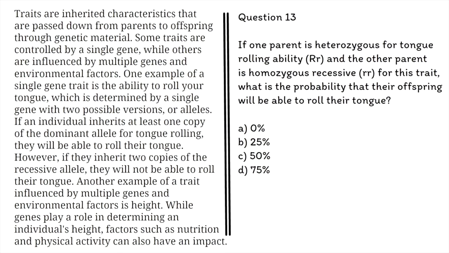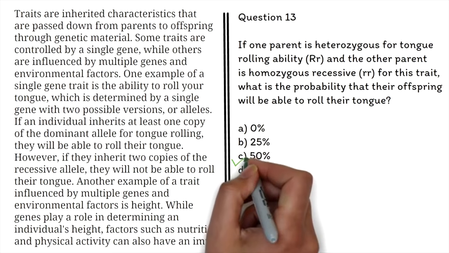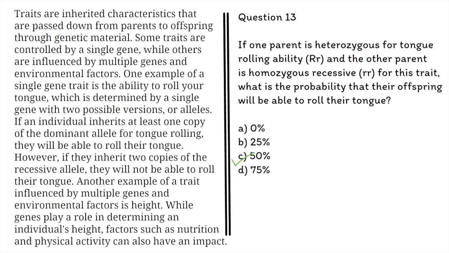Question 13. If one parent is heterozygous for tongue rolling ability and the other parent is homozygous recessive for this trait, what is the probability that their offspring will be able to roll their tongue? A. 0%. B. 25%. C. 50%. D. 75%. The correct answer is C. 50%. Since genetics is a very important topic on the GED science, let's spend some time learning how we got the 50%.